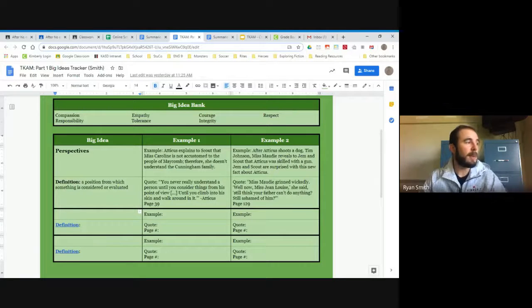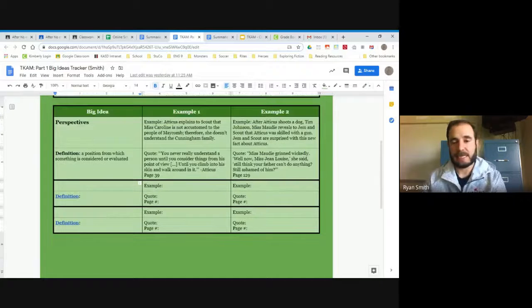Find the definitions for both of them. And then you need two examples for each, right? What I'm going to say is that for right now, you wouldn't even necessarily need to find the direct quote for that example, because the truth is you might not use all of those examples on your one pager at the end. What I would recommend instead, so if I had this one up here, Atticus explains to Scout that Miss Caroline's not accustomed to the people of Maycomb.